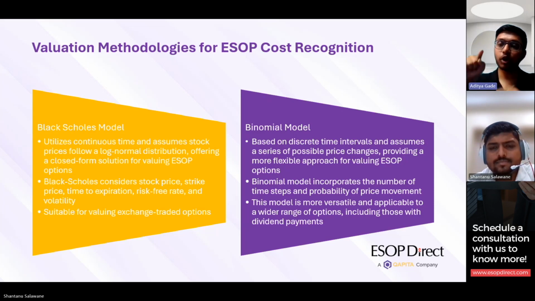But in the binomial model, we draw the trees for each price probability, and we estimate what the price would be on each price benchmark. So it is a bit complex as compared to Black-Scholes. But if we compare the fair values of both these models, there is less than 1% difference in those two. Generally, the Black-Scholes model is a bit higher than the binomial model, but there is no difference of more than 1%. So that's it about the valuation methods.